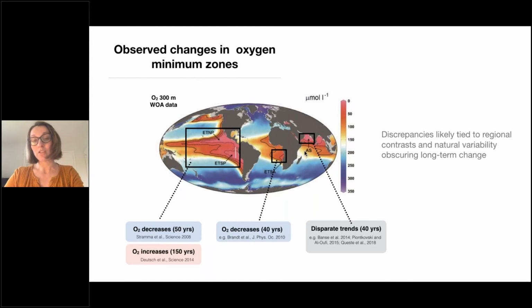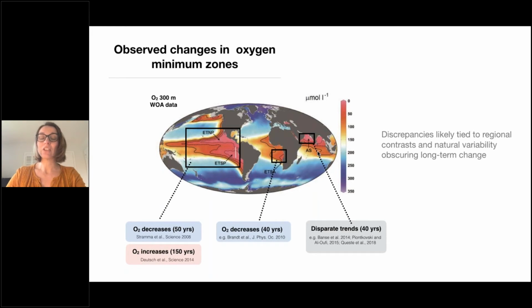In the Indian Ocean, the Arabian Sea, we have disparate trends depending on where they are measured over the last 40 years. And a summary of that is that those discrepancies between the different regions are probably due to regional contrasts, but also natural variability in the system, temporal variability, which might obscure those long-term changes.